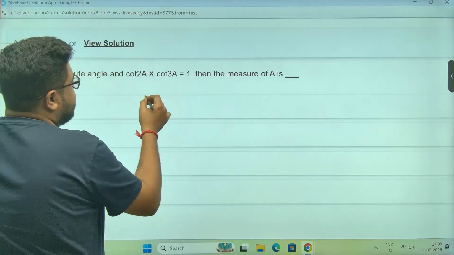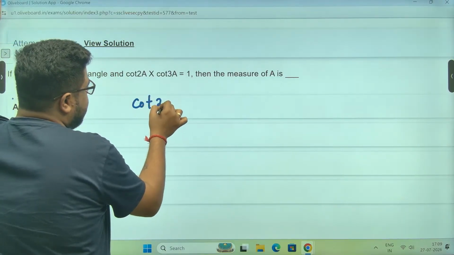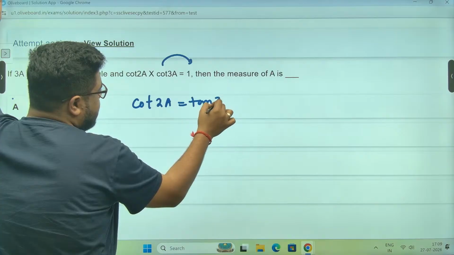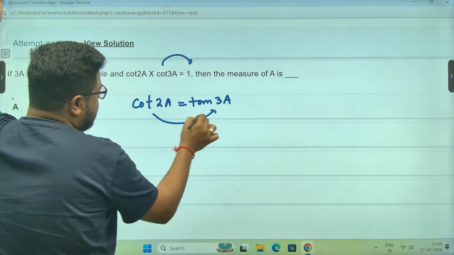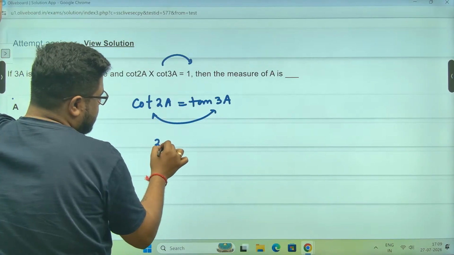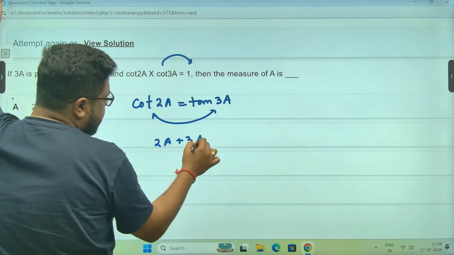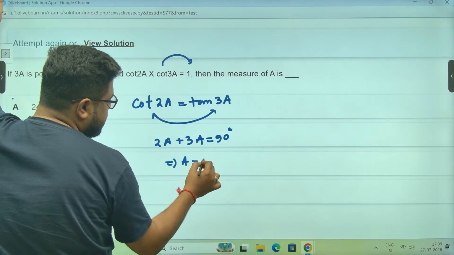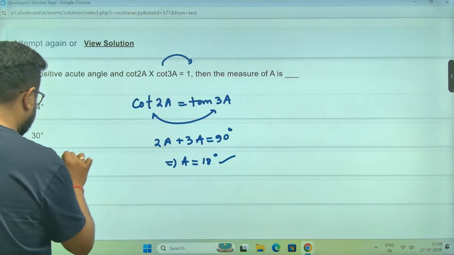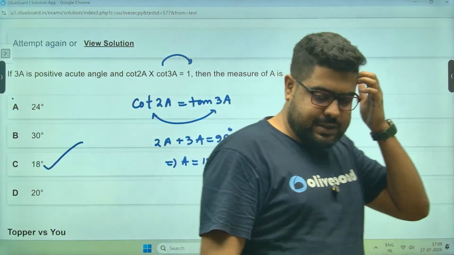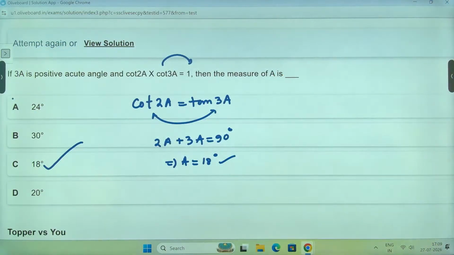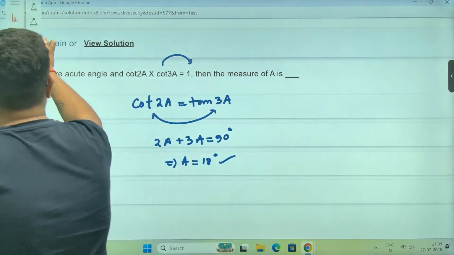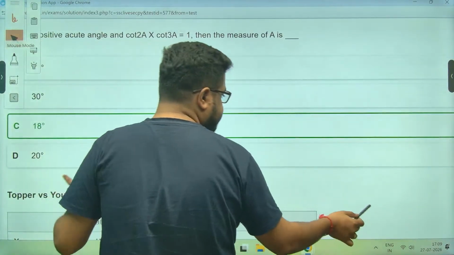Cot into cot, that means for the next line, cot 2A, this will go this side, that means tan 3A. 1 by cot is tan. It is also complementary angles. So meaning 2A plus 3A must be equal to 90. So A is 18 degrees. Option C is your correct answer. Simple stuff. Next one, please, sir.